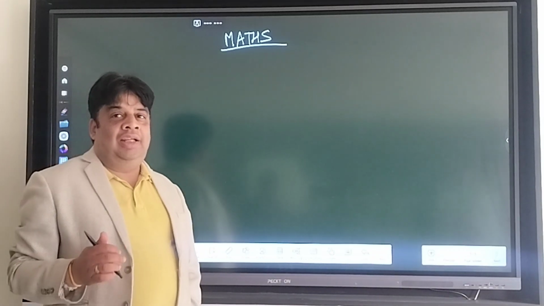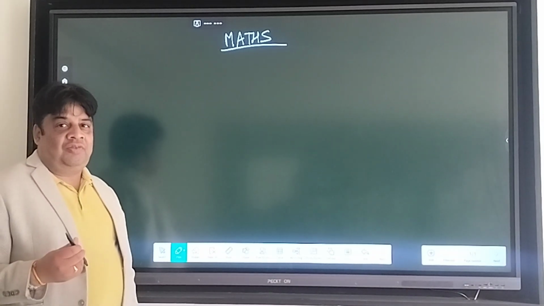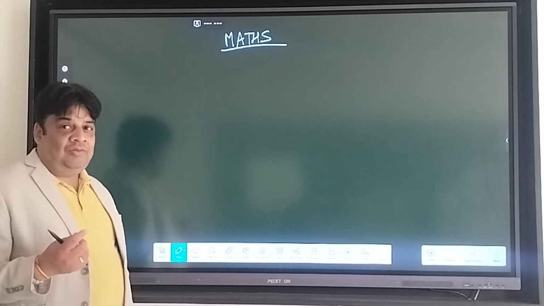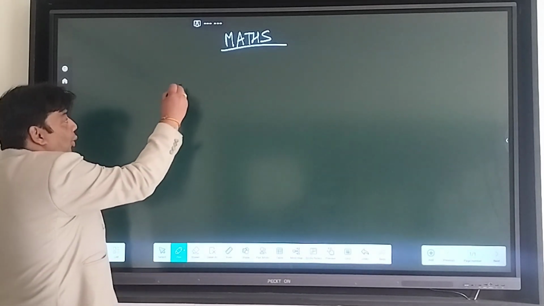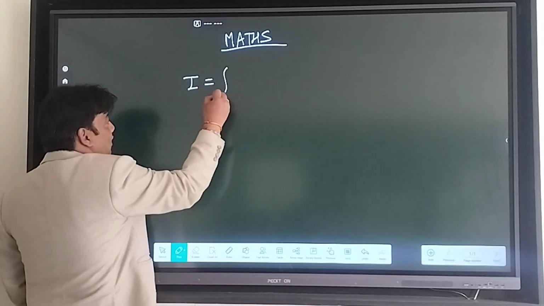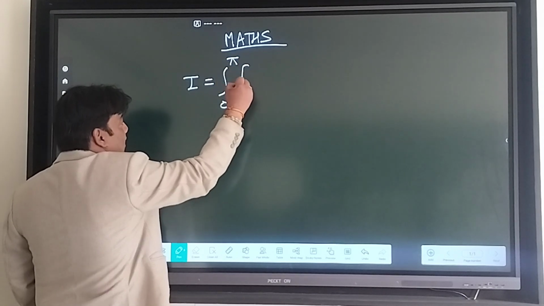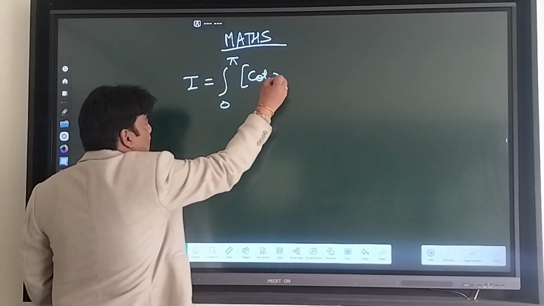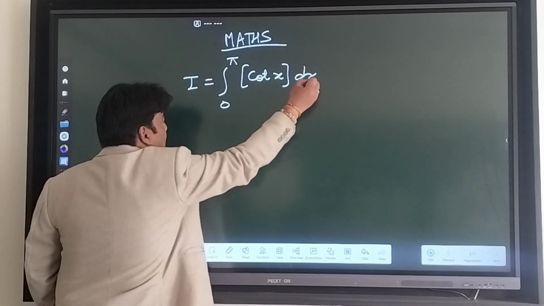Good afternoon. In continuation with greatest integer function and definite integration, one more problem I want to take. The problem is of this kind: integration from 0 to pi of the greatest integer of cot x dx. Now this is a wonderful problem.